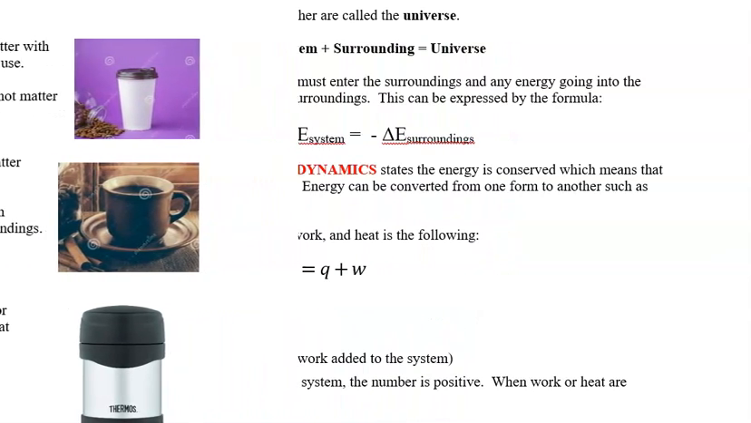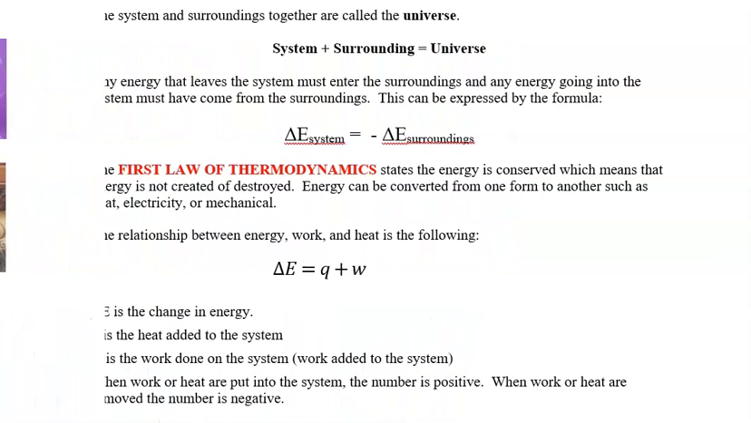The system and surroundings together are called the universe. So system plus surroundings equals universe. Any energy that leaves the system must enter the surroundings, and any energy going into the system must have come from the surroundings. So this is expressed by the formula delta E, which means change in energy in the system, equals negative delta E of the surroundings.